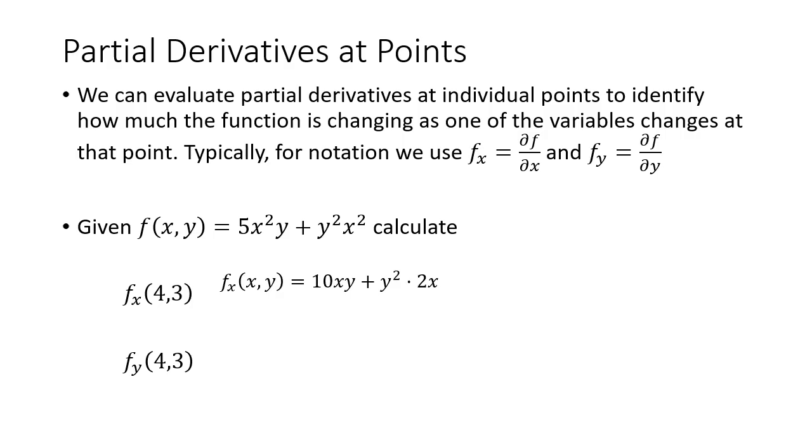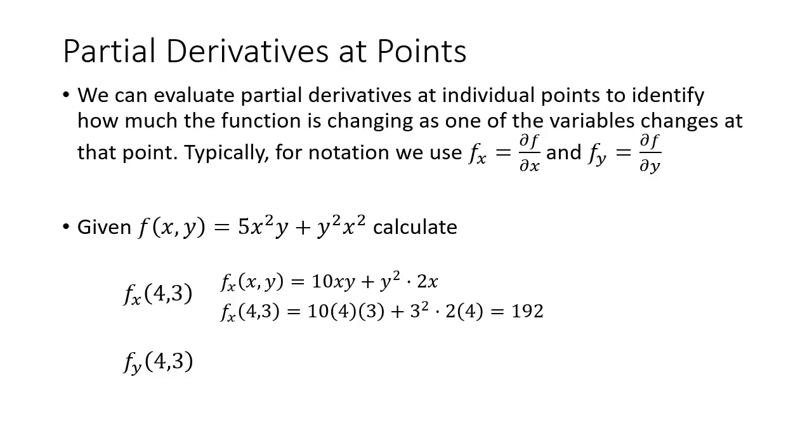Now, because we are calculating f sub x of 4, 3, meaning the partial derivative with respect to x evaluated at the point 4, 3, we plug in 4 for x and 3 for y. We can then do this, so we now have 10 times 4 times 3 plus 3 squared times 2 times 4, and inserting this into a calculator gives us a value of 192. So that's the answer for the partial derivative of x at the point 4, 3.